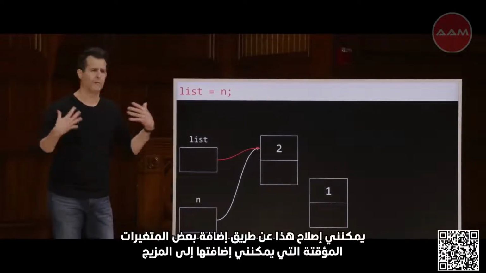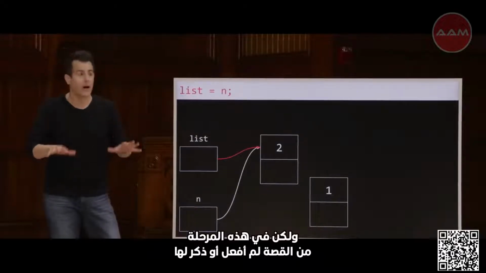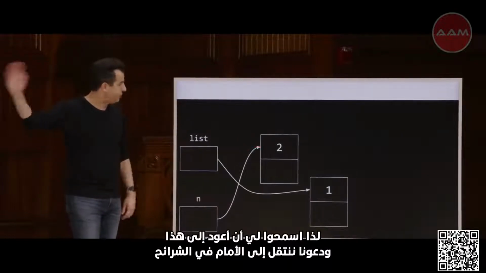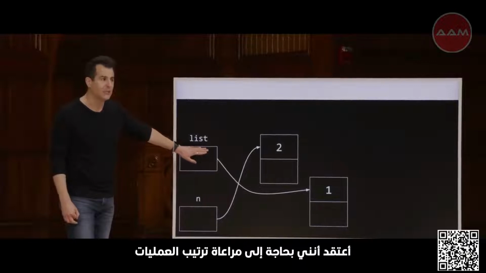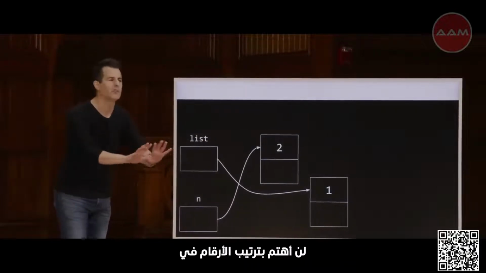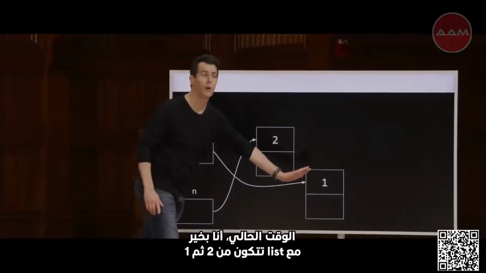Now, absolutely, I could fix this by adding some temporary variables. But at this point in the story, I have not done any such recollection thereof. So let me back this up, and let's go forward in the slides. This is where we left off a moment ago. I think I need to take into account order of operations. And I'm going to keep this simple. I'm not going to care about the order of the numbers for now. I'm fine with a list that is 2 and then 1.